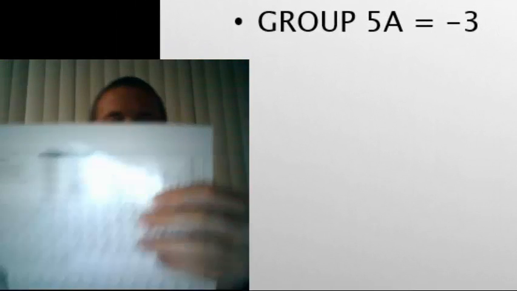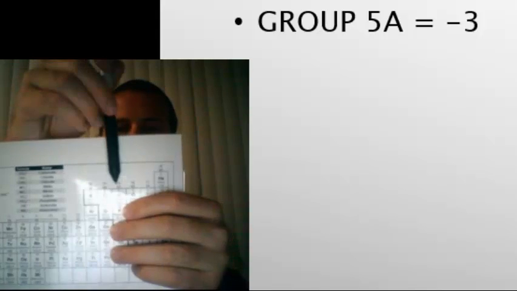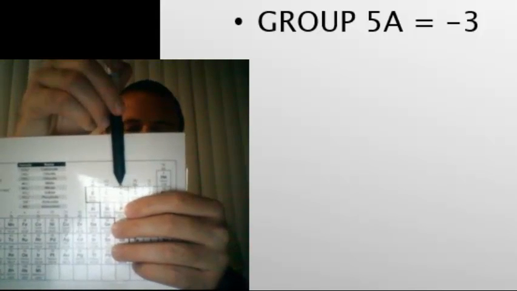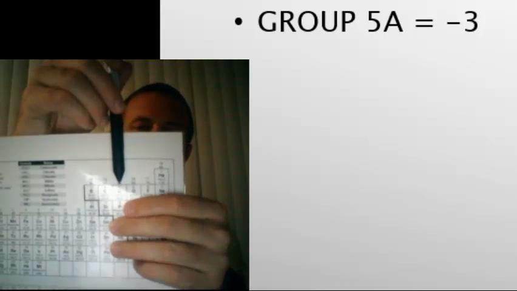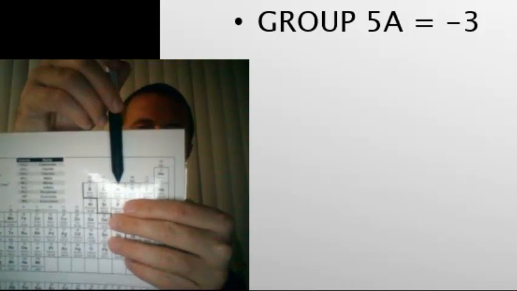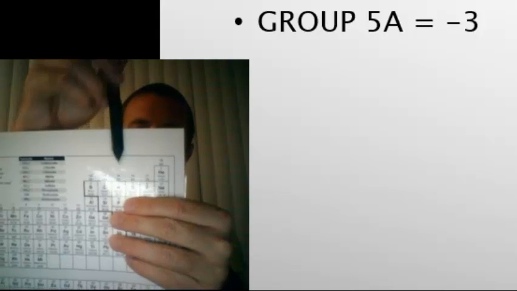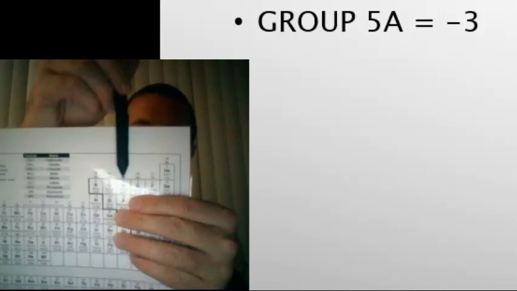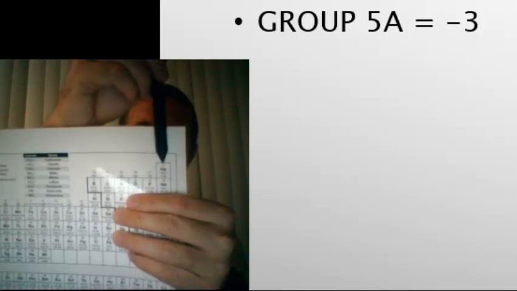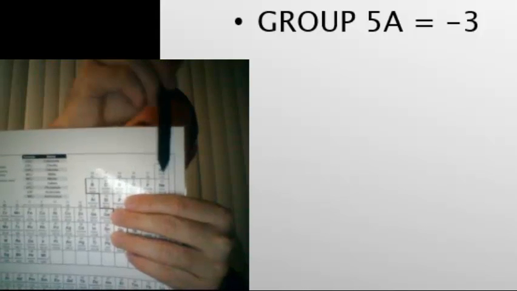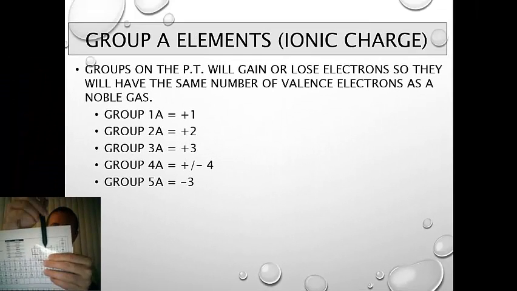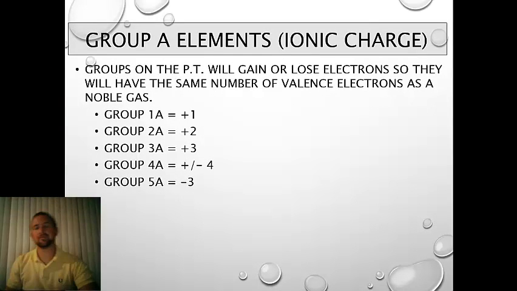Periodic table, and let's take a look at nitrogen. Nitrogen is right here on the periodic table. Element number 7. I told you before that these elements, they want to be like a noble gas. They want to have the same number of electrons as a noble gas. Nitrogen is in group 5A. Neon is in group 8A. 5 plus 3 equals 8. Nitrogen wants to gain 3 electrons. If you gain 3 electrons, what charge are electrons? Negative. So you gain 3 extra electrons, you become negative 3 charge.